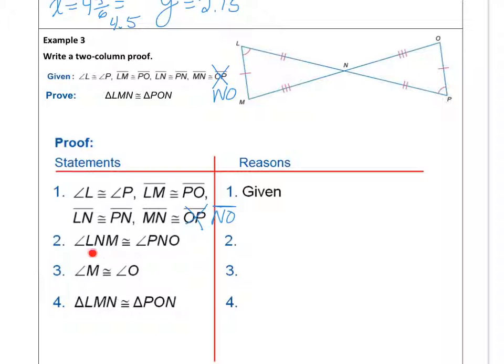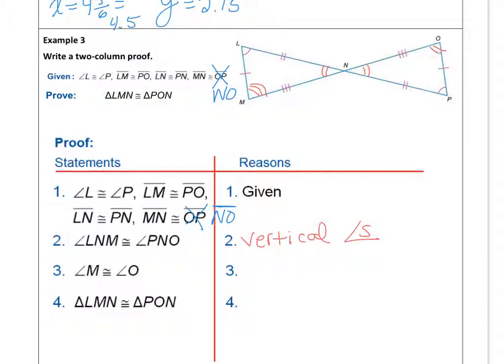Next, angle LNM is congruent to angle PNO. So they're saying these two angles are congruent. Of course, we know that they are congruent because they are vertical angles. And all vertical angles are congruent. I'm going to abbreviate here. Angle M is congruent to angle O. Well, why would that be? I'm going to go ahead and mark it first.